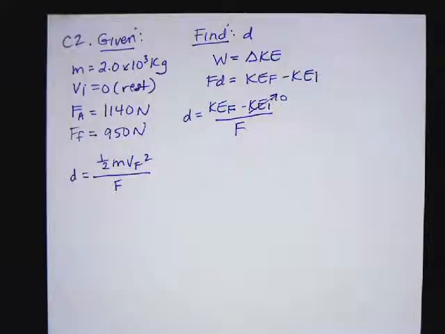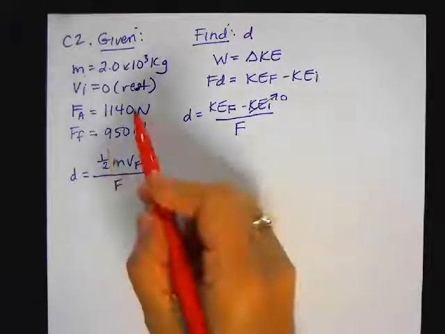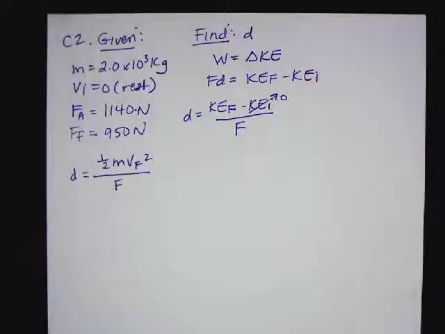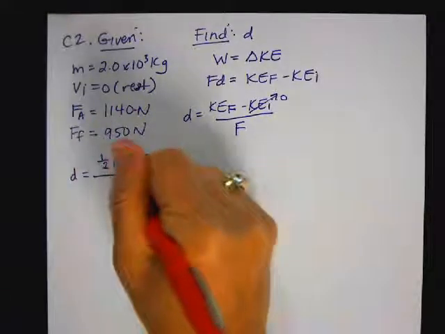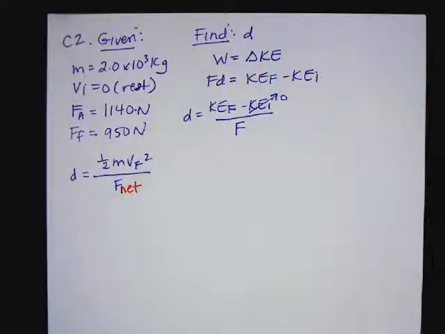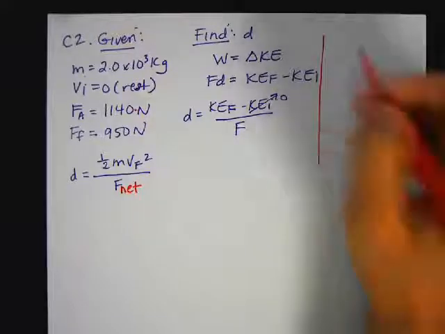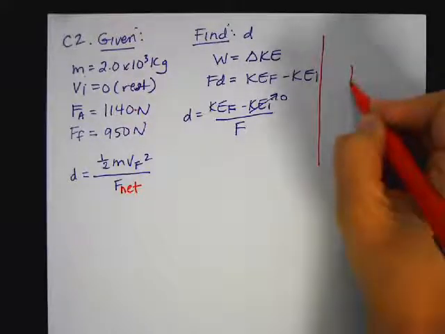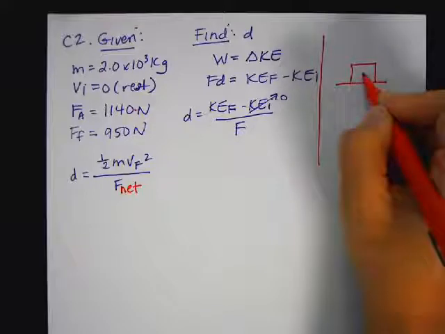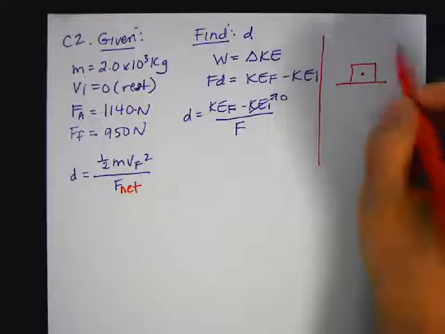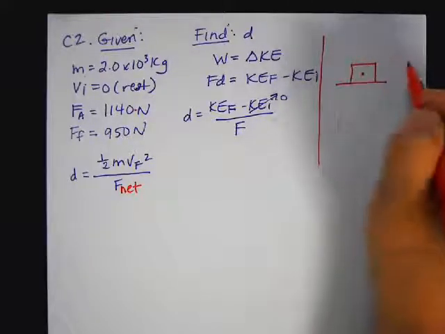Now, when you look at your given, you'll say, well, wait, what F am I going to use? I have an applied force, which is making the car go forward, and then I have a frictional force that's acting in the opposite direction. This is the net force. So if you want, what you can do is you can draw to the side. You can say, well, let me draw a little free body diagram. And don't worry about the weight and the normal force. We're just worried about the net force going in the direction in which the object moves.